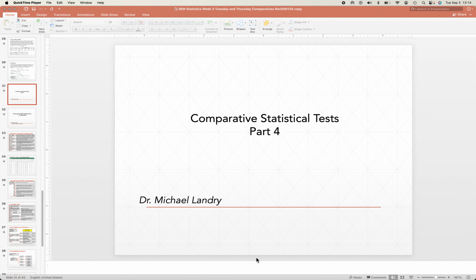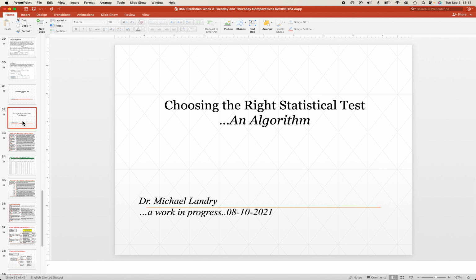In this session, we're covering part 4 of our comparative statistical tests. I want to start off with talking a little bit about the algorithm. I've posted it in the class. You can see it there. I want to show you how to use the algorithm, and that will be the main basis for this fourth and final section on comparative statistical tests.